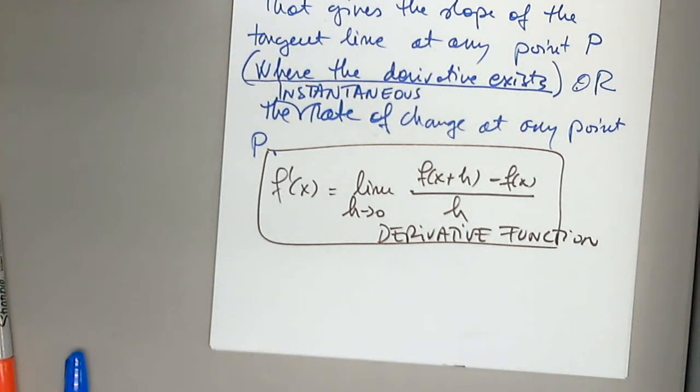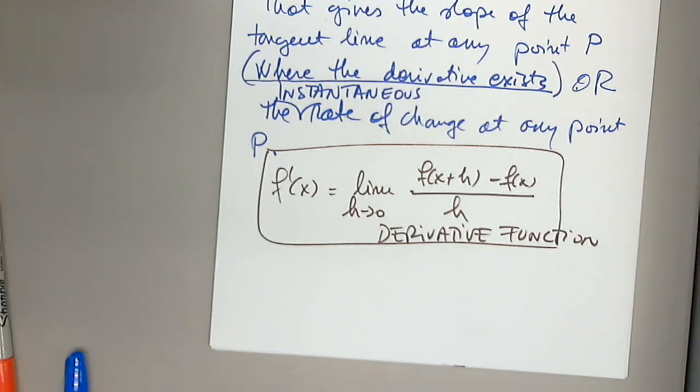The derivative function that gives the rate of change, the instantaneous rate of change of any function that has a derivative at that point. Before we pick some functions to determine their derivative function, before we do that, we'll do it with specific functions first and then any function you want.